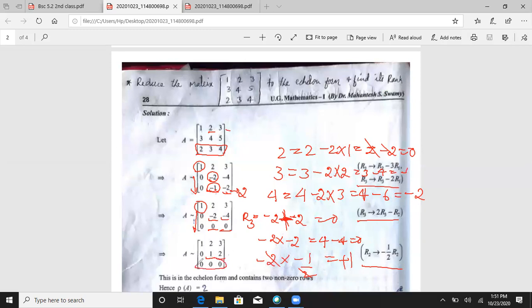The third row is 0. Here the first element is unity, that is 1, and the second column, second element, is also 1. That's why this is echelon form. Therefore this is the echelon form containing two non-zero rows. This is the first non-zero row, this is the second non-zero row, and this is the 0 row. That's why you write here: rank of A is equal to 2.